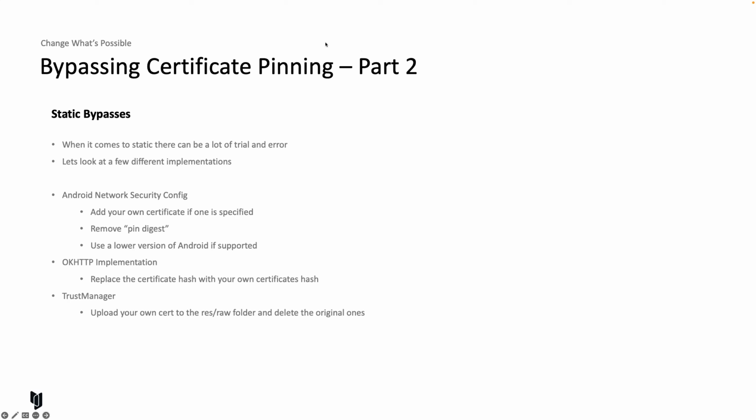You can remove pin digest, which is inside that security config as well, which could be looking for a hash. You can actually just remove that, or change the hash, or you can use a lower version of Android. So the Android network security config came in Android 7. If you have a device that's Android 6, you could potentially use that if your application supports it. And that would actually just bypass that implementation.